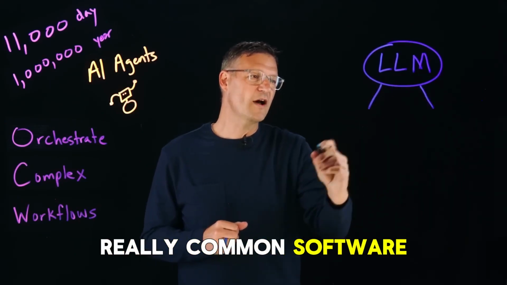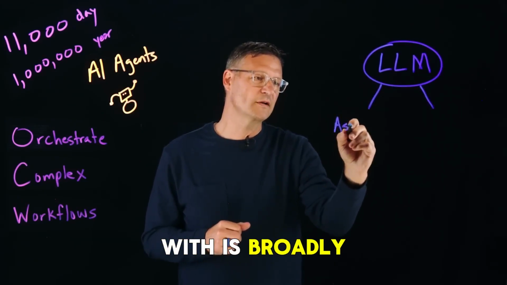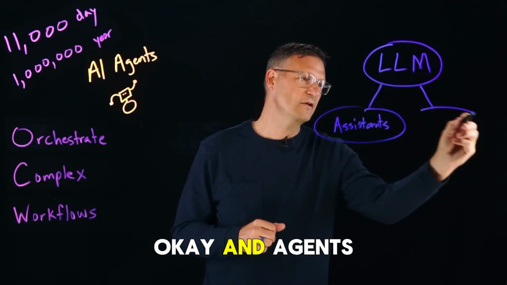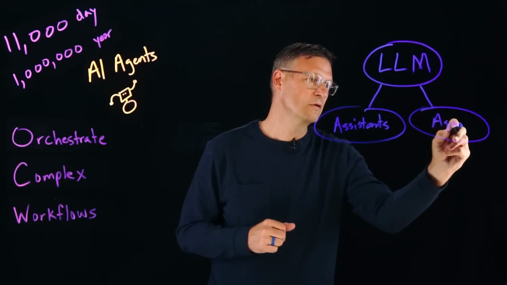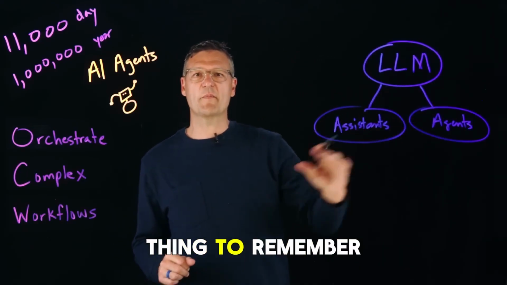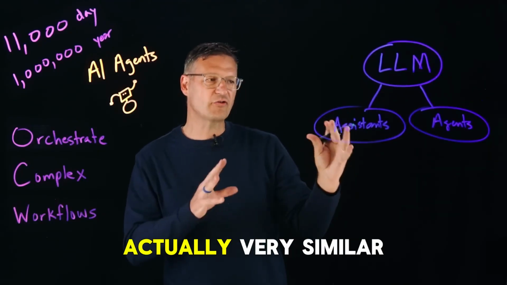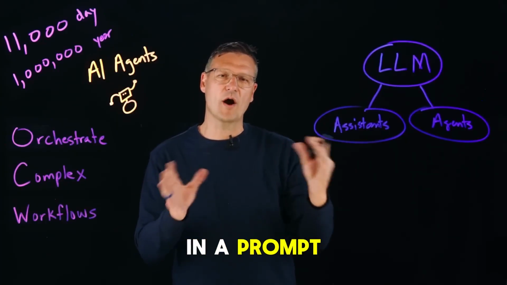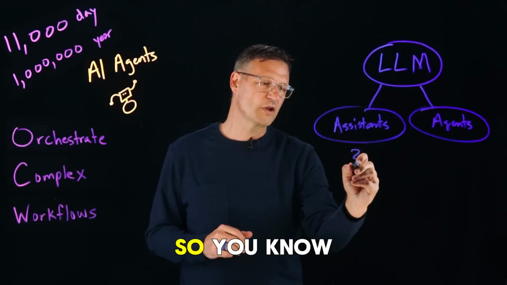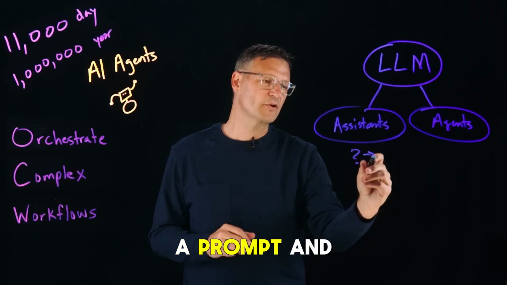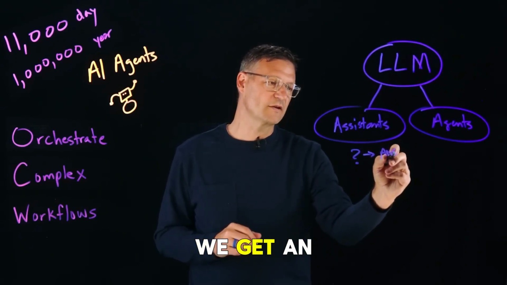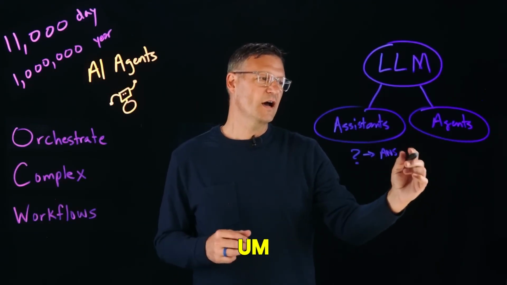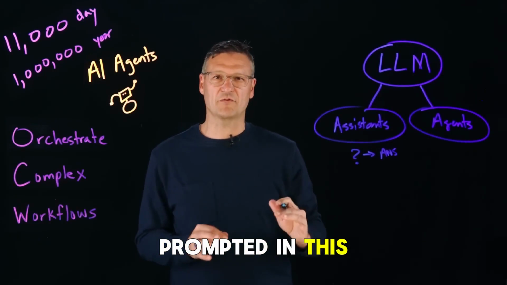So some of the really common software that we're dealing with is broadly assistants, okay, and agents. And the simple thing to remember about assistants and agents is that they're actually very similar, but assistants are going to really be driven in a prompt response framework, right? So we ask a question, it's called a prompt, and then we basically get an answer, a response, okay? Now, with agents, agents don't really need to be prompted in this way.